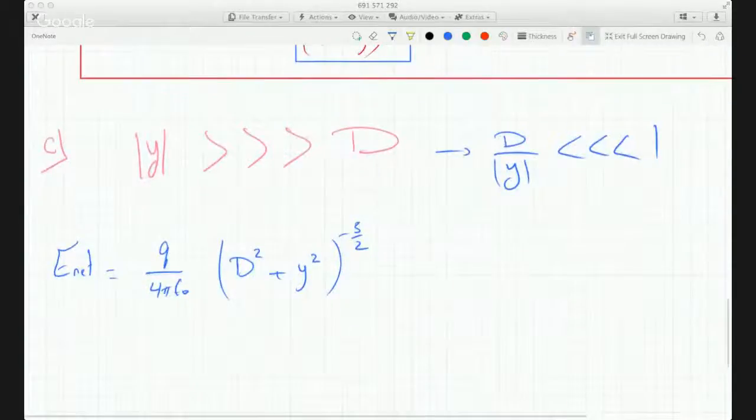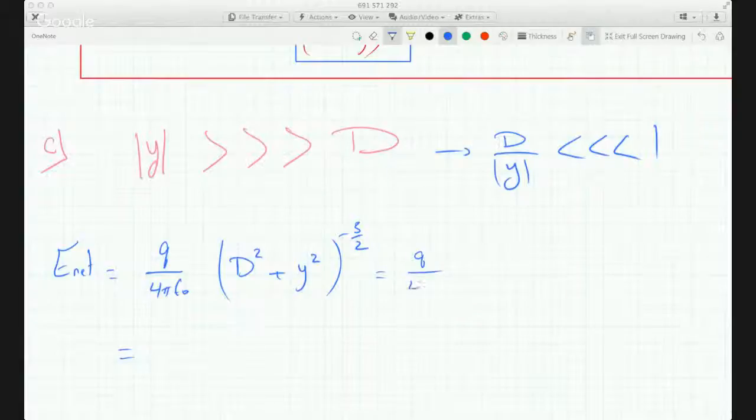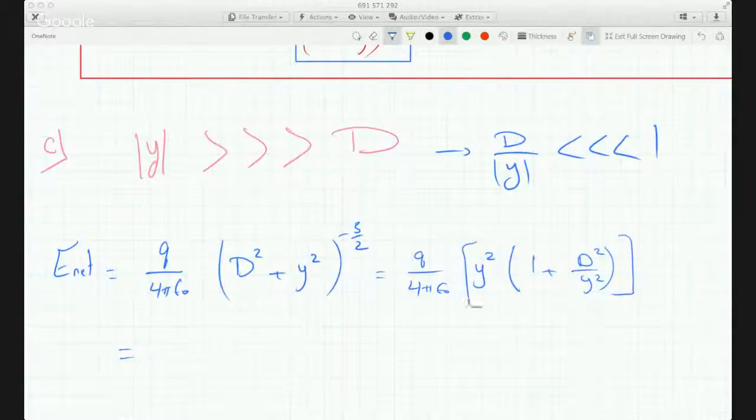Now what I could do, there's many ways to do this, but the easiest way is to factor out from this. You want d over y, so factor out y squared. So you get 1 plus d squared over y squared if you factor out y squared. And this is all raised to the minus 3 over 2.